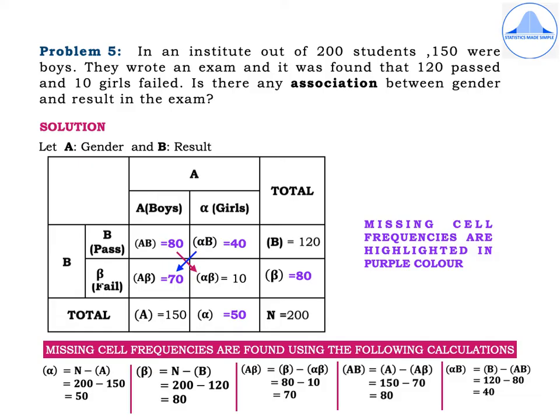10. Now we need to find out the remaining cell frequencies, and the calculations are shown below the table, and we get the missing cell frequencies as AB equal to 80, alpha B is equal to 40, A beta is equal to 70, beta is equal to 80, and alpha equal to 50, which are highlighted in purple color in the 2 by 2 contingency table.